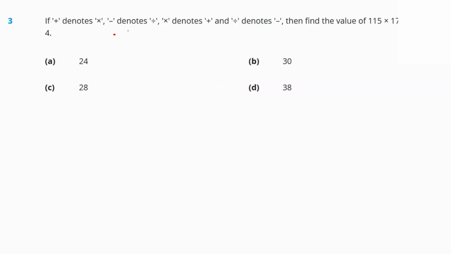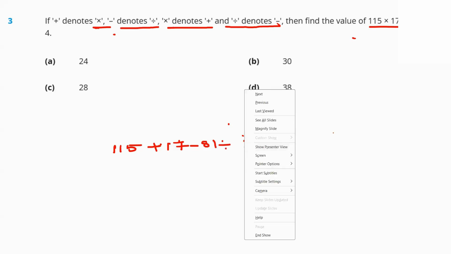Next question: if plus denotes multiplication, minus denotes division, multiplication denotes plus, and division denotes minus. So basically, all the mathematical operations have interchanged their meanings. Over here, we have an expression, 115. What we do, we first decode the symbols. Multiplication stands for plus, so 115 plus 17. Divided stands for minus, so minus 81. Again, minus stands for division, so divided by 3.